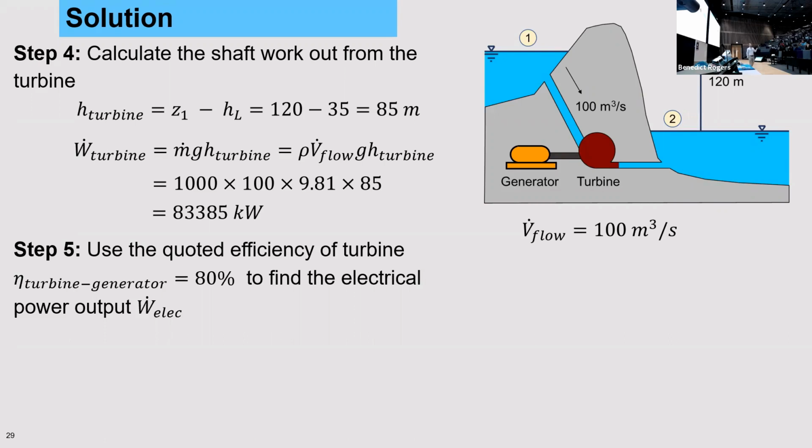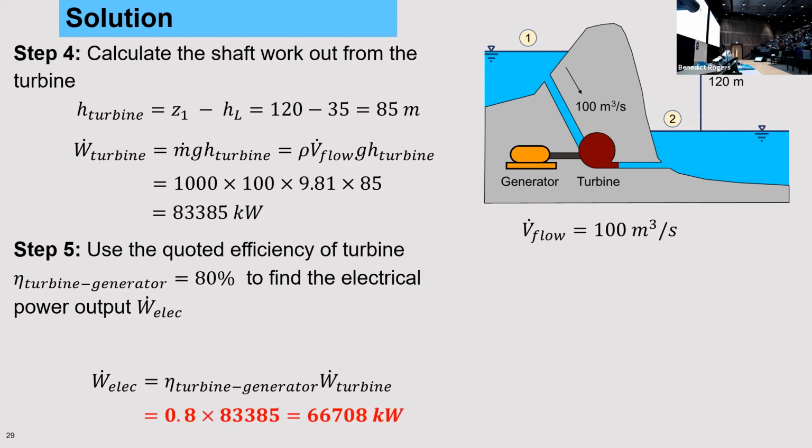And the last part of the question said, we have the overall efficiency of the system to be 80%. Find the electrical power output. So we know that the electrical power output must be equal to the efficiency for our system times the work that's going into the generator. That's the turbine work, which we've just worked out. And so we end up with 66,000 kilowatts. So in each step of this worked example, we've just used what we've been developing in the lecture.